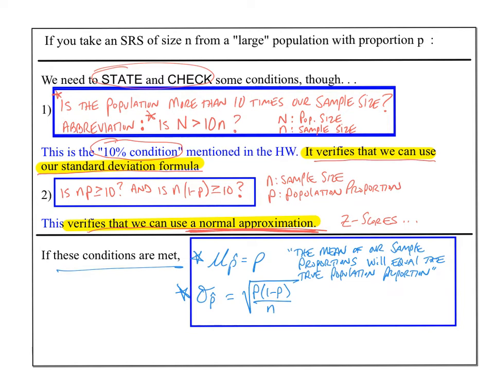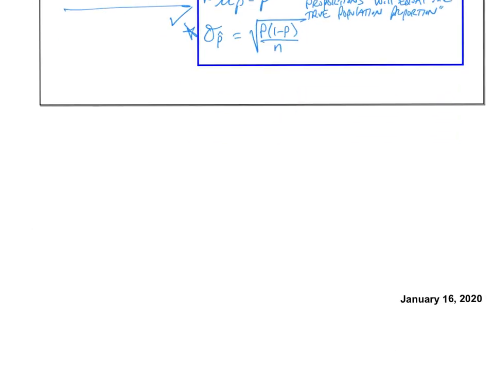So the first condition allows us to use the standard deviation, and then our second conditions allow us to use a normal approximation, which then lets us use z-scores. So we have to state and check those conditions before we can get to these formulas, before we can use z-scores. So we're going to practice all of this, putting it all together.